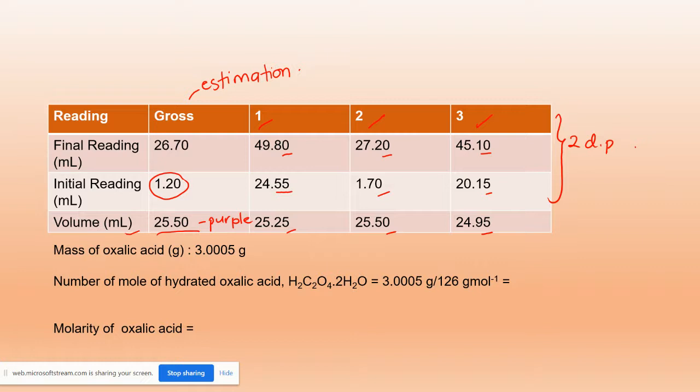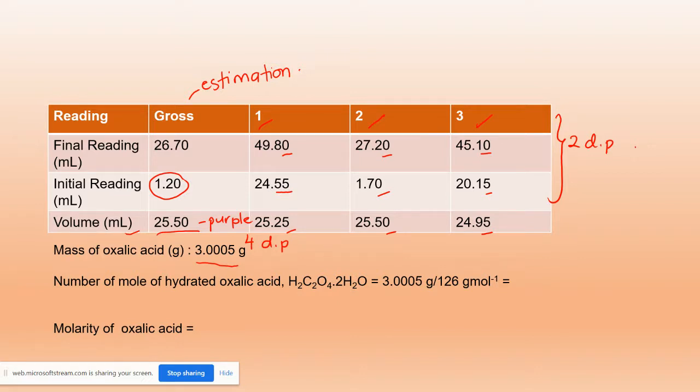Okay. Then we go to the mass of oxalic acid. My mass today is 3.0005 gram. Yours, maybe 2.999, up to you. But remember, the reading must be recorded to four decimal places. Every single number appearing on the scale must be recorded.